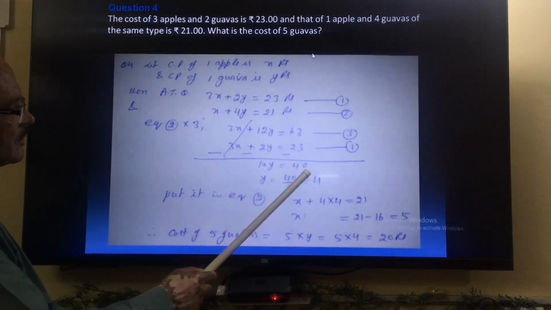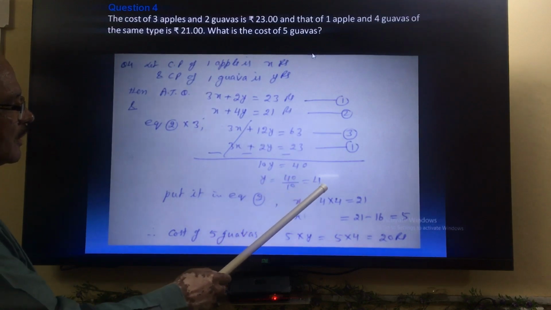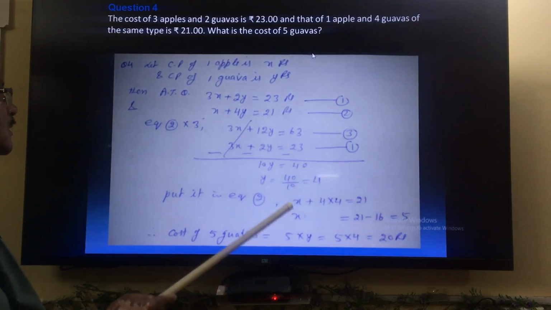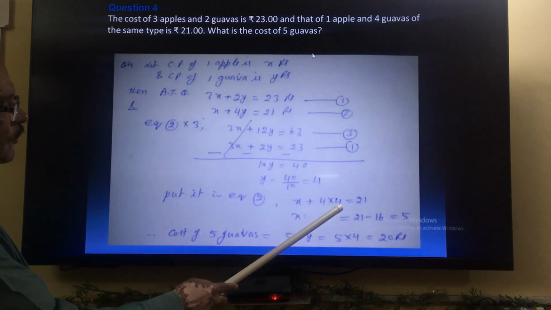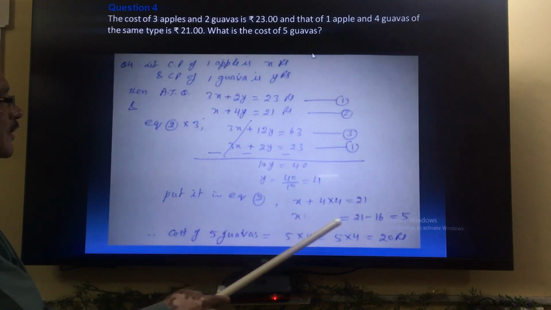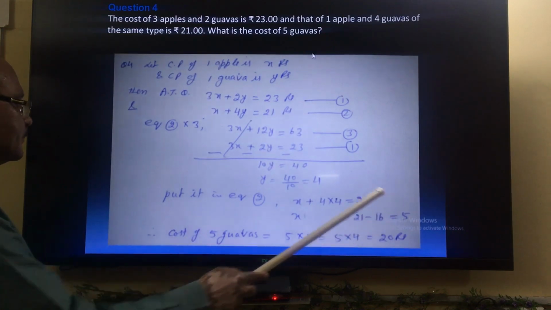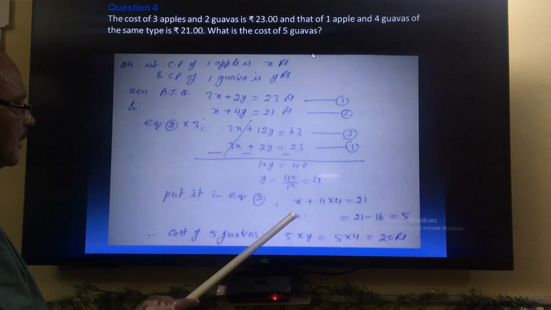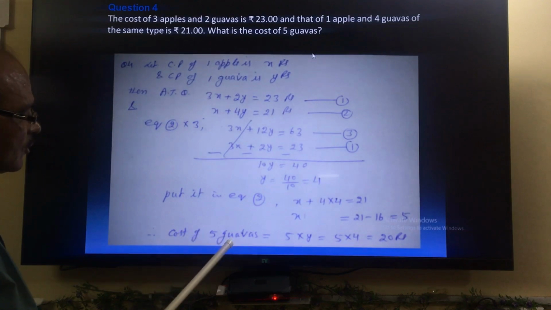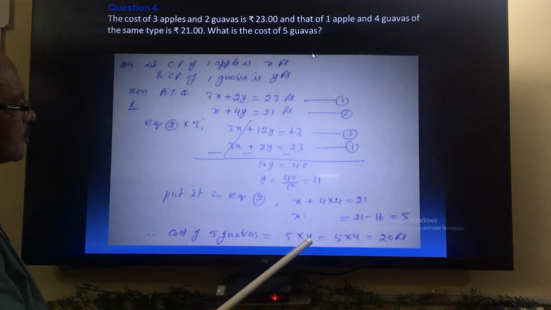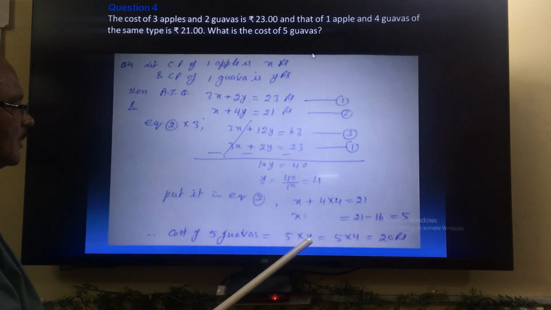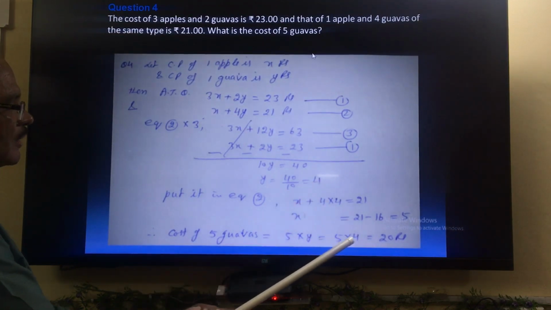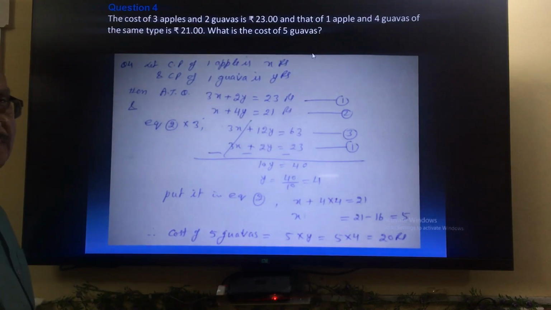On subtraction we will change the sign. We will get 10y equals 40, and y equals 40 upon 10, that is 4. Now this value of y we will put in equation number 2. So we get x plus 4 into 4 equals 21. x equals 21 minus 16, that is 5. So now we got the value of x and y, but we want to find the cost of 5 guavas. The cost of 1 guava is y, so the cost of 5 guavas is 5 into y. The value of y is 4, so 5 into 4 is 20 rupees. The cost of 5 guavas will be 20 rupees.